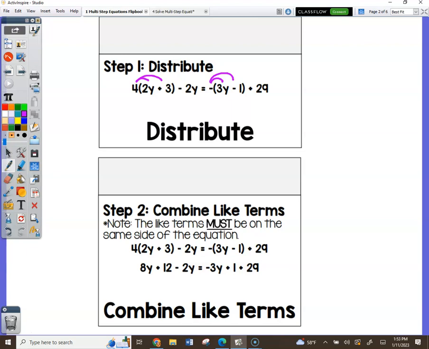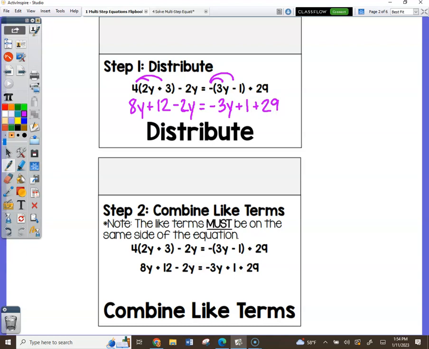So when you distribute the 4, you're going to multiply it by 2y plus 3. So you get 8y plus 12. Does the 4 multiply with the -2y? No. So be careful. Don't start just multiplying everything. When you're multiplying -1 by anything, it just changes the what? The sign. So this would be -3y plus 1. Does the 29 change? No. All right, so this is what you should have, right?